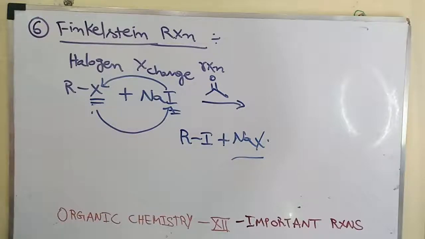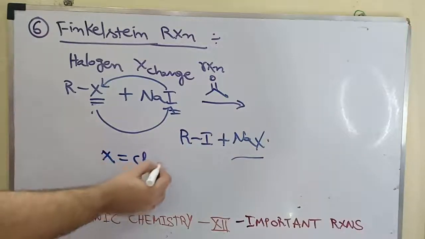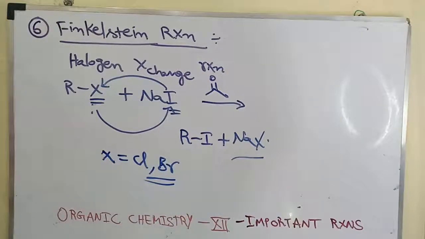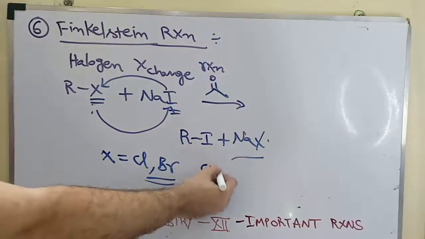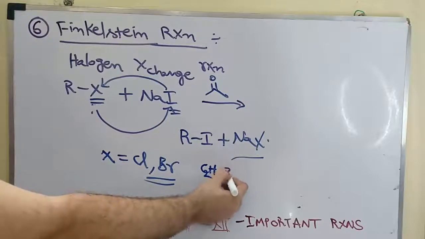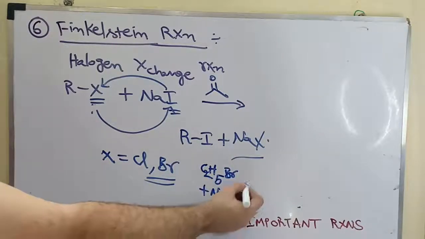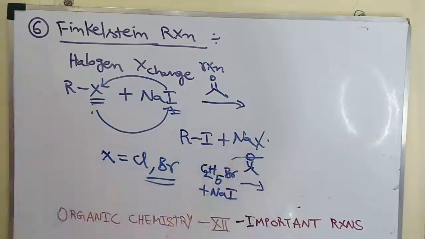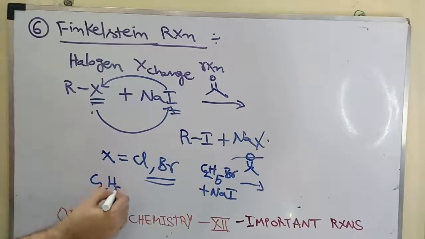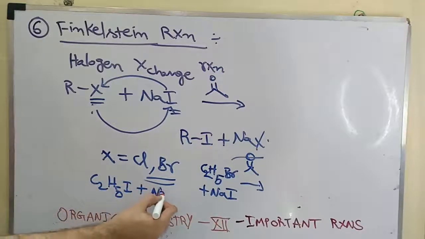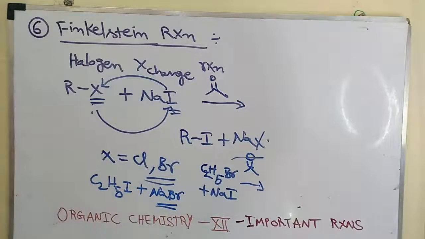Let's move on. X is equal to Cl and Br. We can think of chlorine and bromine as the X. For example, you can think of C2H5Br plus NaI in the presence of acetone. The expected product is C2H5I plus NaBr. It's very easy to get iodine substituted here. The iodine substitutions are done using this reaction, and that's why this reaction is really popular. Let's move on to the next question.